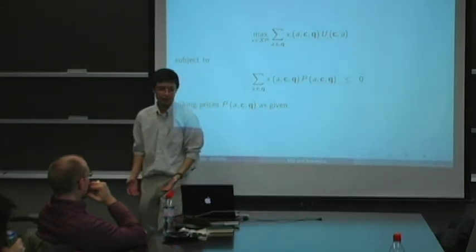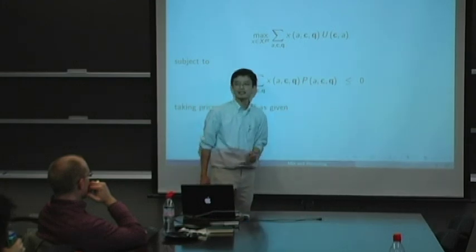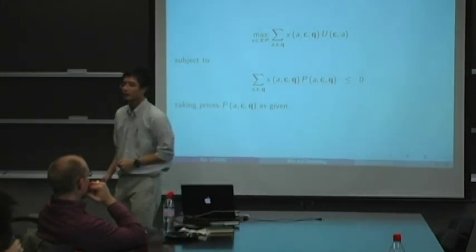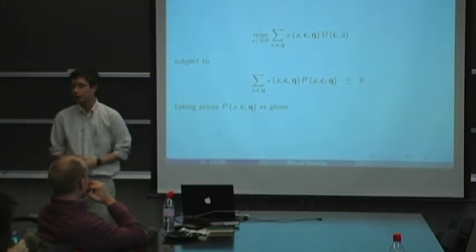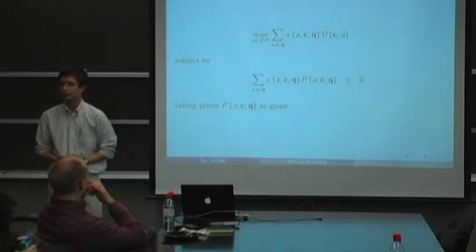Well, you may say, how come? Well, because this P can be negative. Where did you compute the price? I'm going to compute it through the planning problem. I'll show you soon. Okay.